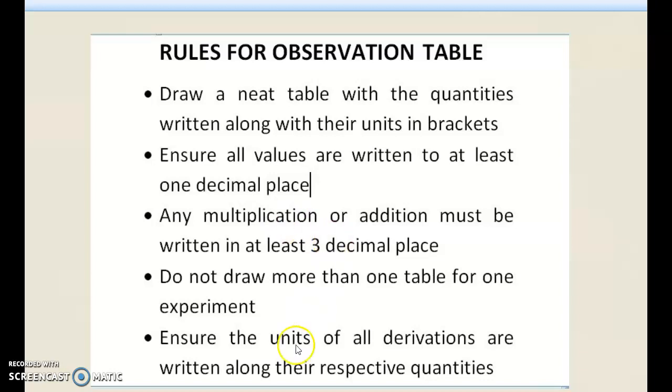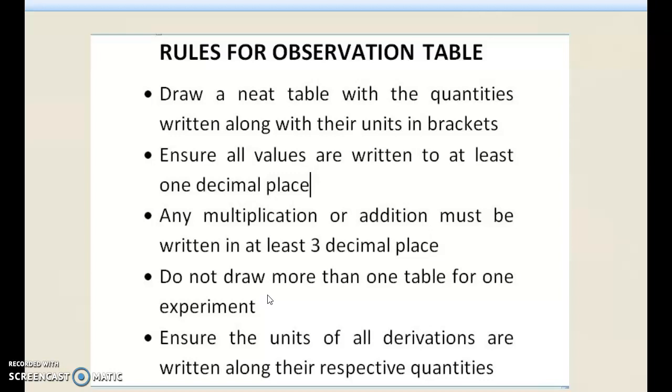So take note of it, and do not draw more than one table for one experiment. That happens to quite a number of students. They want to separate the quantities for the graph from the observation table which they have prepared. The observation table can take close to 3 or even more than 5 columns. So they feel like, okay, the one that is important which they are plotting on the graph should be isolated. When you do that, you have actually made a terrible mistake and you lose a lot of marks for that.